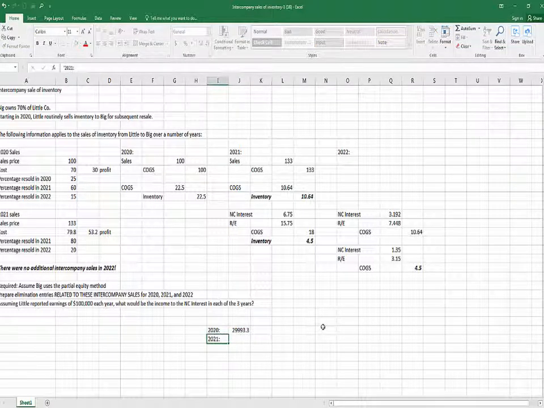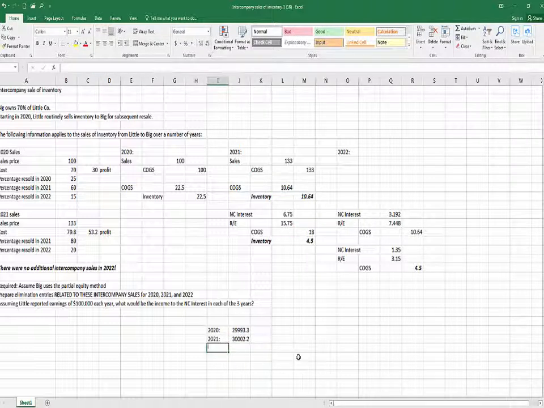In 2021, same drill. They're going to get 30%. We start with the reported earnings, and we ask ourselves, how did these elimination entries in the middle affect earnings? Well, first we've got that 10.64 debit to cost of goods sold, which reduces earnings. And then we've got a $18 credit to cost of goods sold, which increases earnings.